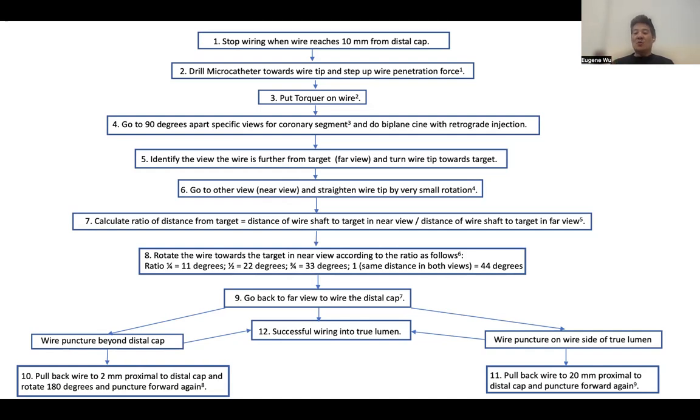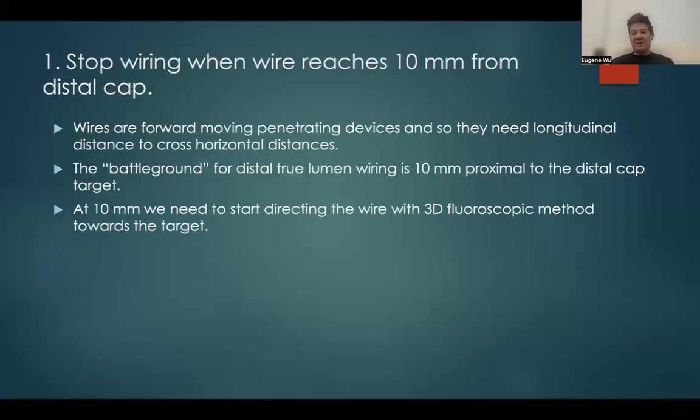Or the wire could land on the near side of the target. In this case, step 11, we pull back the wire to 20 millimeters proximal to the distal cap and puncture forward again, giving more longitudinal distance for the wire to travel horizontally. And with these techniques, we can gain number 12, successful wiring into the distal true lumen. Let me run through this step by step and explain the reasons behind these steps.